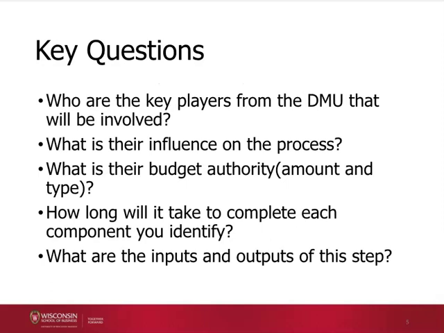You also need to think carefully about the key players from the decision-making unit that will be involved. So who are the key people? Is there a champion? Is there an influencer? Is there an economic buyer? What influence do they have, and what budget authority do they have? That is, do more than one person have to be involved in making a decision? How long will it take to complete each component process that you identify? And what are the inputs and outputs of this step?